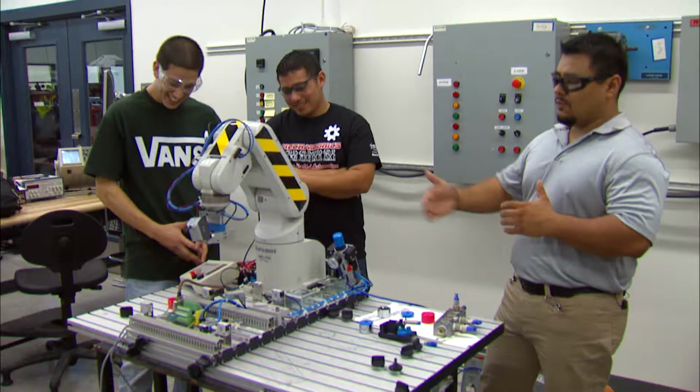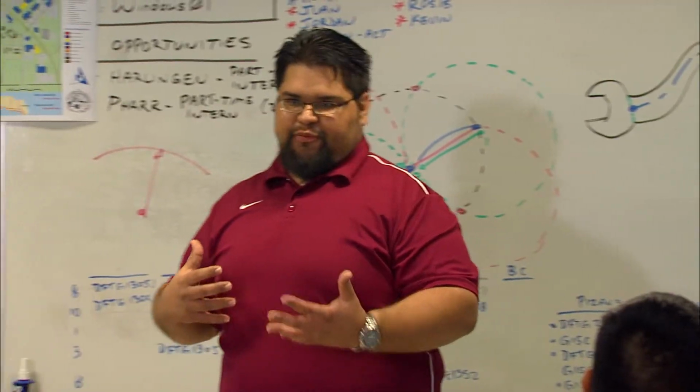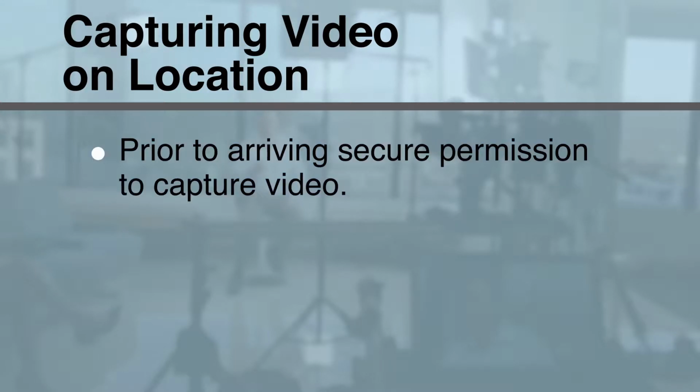But before we get into the specifics of production, there are a few things we need to cover that concern shooting at locations other than your own. Most content producers capture footage in different locations, such as labs, industry settings, and classrooms. The following will help you be better prepared. Prior to arriving at the location, be sure that you've secured permission to be there.